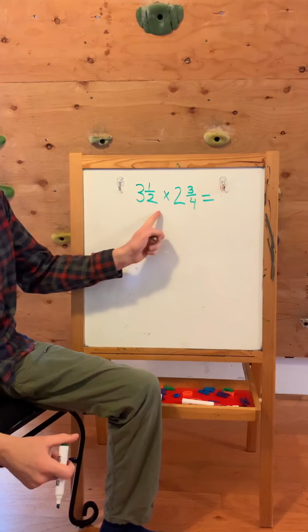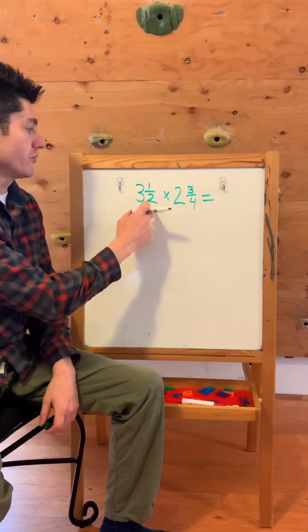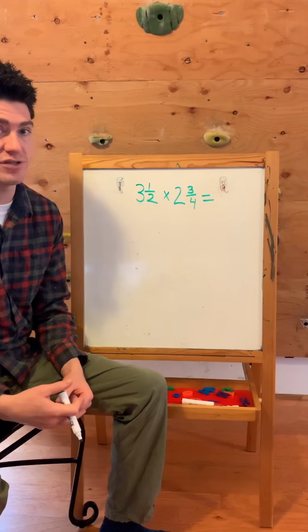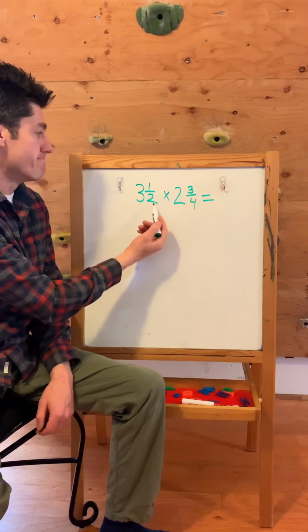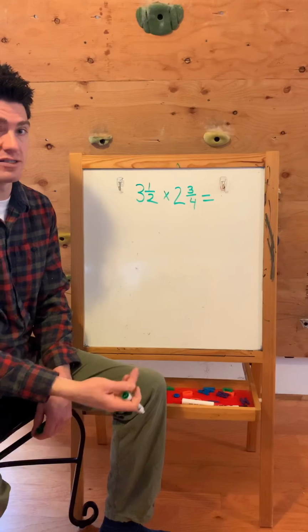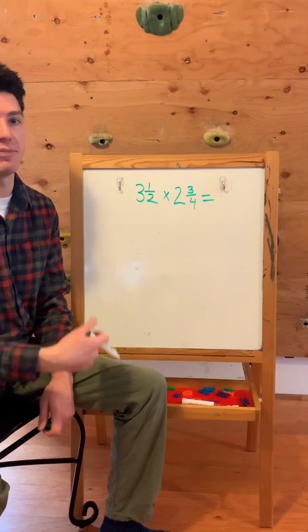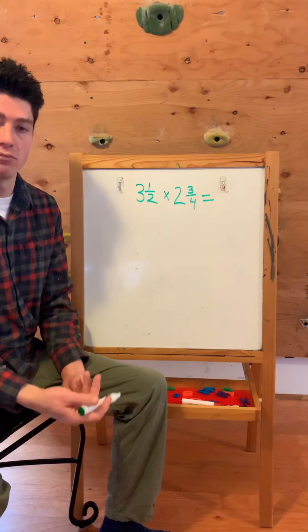To multiply mixed numbers, what we're going to do, and it's why we had been working to convert mixed numbers to improper fractions already, is we're just going to make them improper fractions and then multiply across the top, multiply across the bottom, and then of course we would go back to a mixed number. So let's do that.